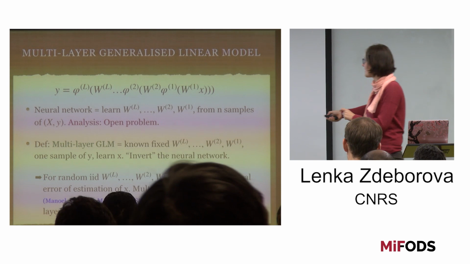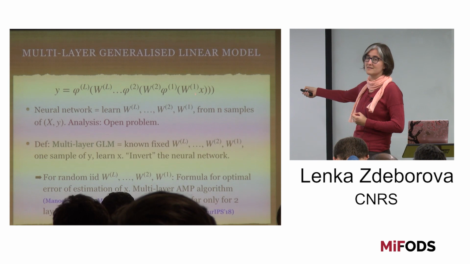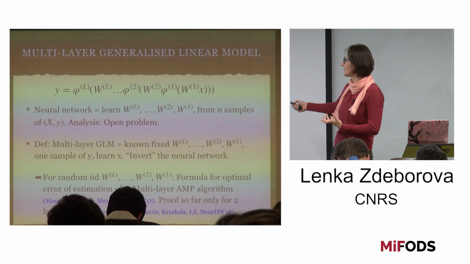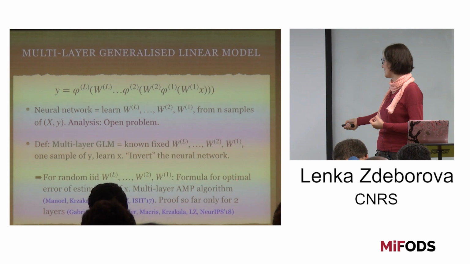But the problem that we know how to solve, that we call multi-layer generalized linear estimation, is this: if the W's are known, and y is known, can we infer the x? If there is some x star that generated that y, can we infer the x from the y? So that's an inverse problem of inverting, if you want, the neural network. Again, in the same limits that I was talking about, for random IID weight matrices, we can solve that problem, and we have a formula for it, the same type of methodology formula.